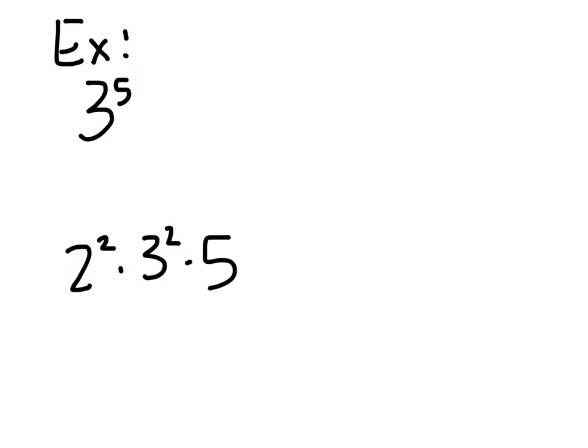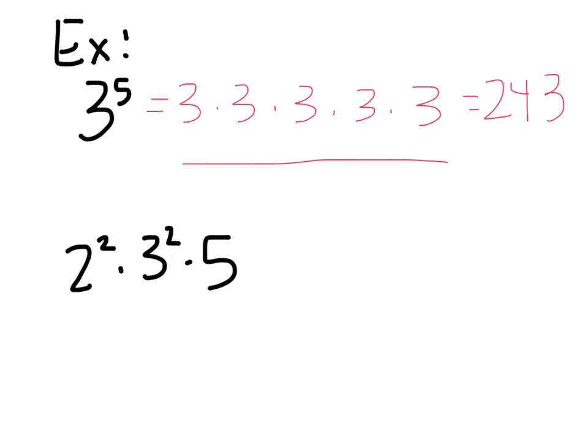All right, so I'm going to do these 2 examples. I have 3 to the 5th power, so it means I'm going to do 3 times 3 times 3 times 3 times 3. So I can do that on my calculator. Okay, so I do that on my calculator, and I get 243. So evaluate means I actually need to do this multiplication.